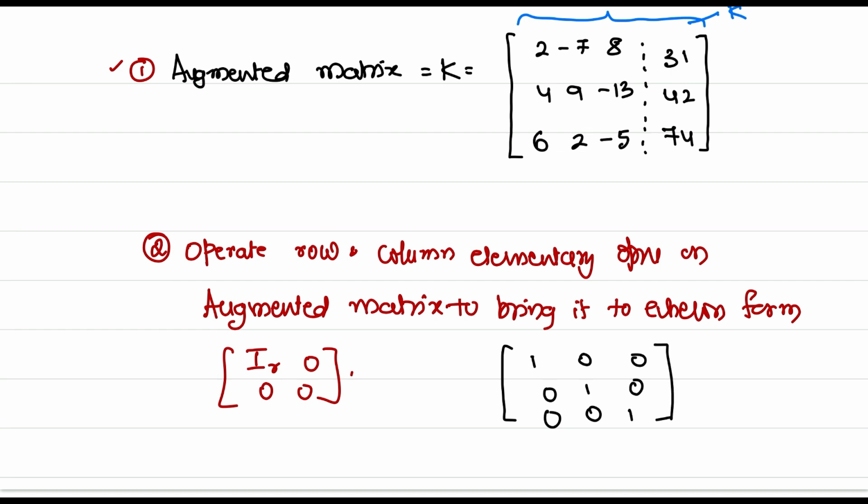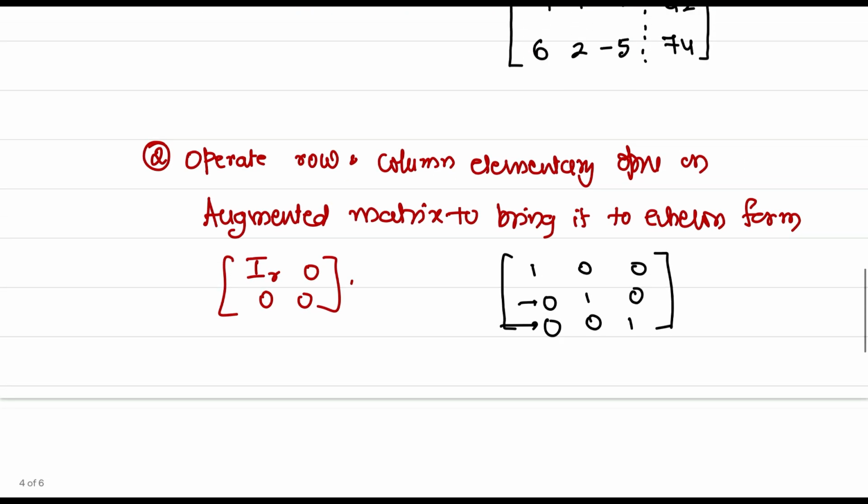Echelon form means that the first element should be unity in the first column, and the second element and third element in the first column should be zeros. That should be our target.